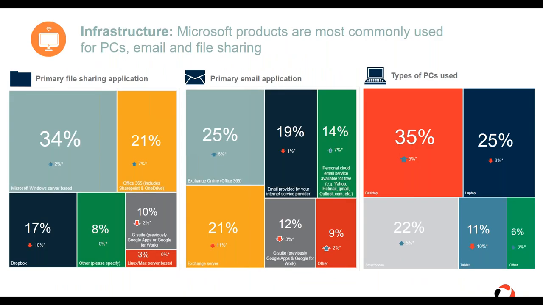The other thing, this slide is about different applications. So the key one that I wanted to highlight is the big decrease in Exchange servers. So the 21% there in the middle, the yellow box, there has been a big decrease in that primary email application and an increase in Exchange Online, which is now the most popular email platform for not-for-profits. So it's free as part of Office 365. So it's almost a no-brainer for most people now.